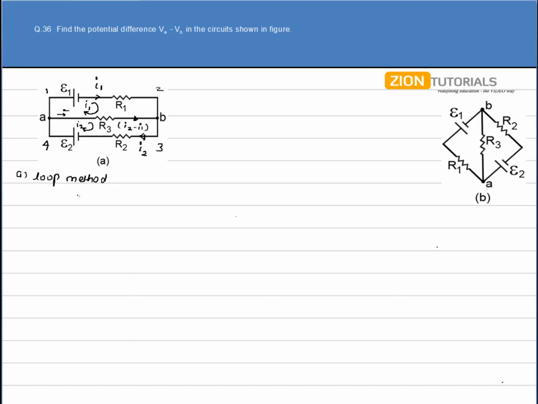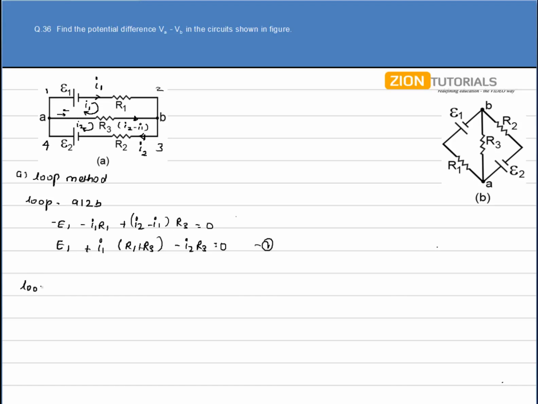So applying the Kirchhoff law in the loop A1B, we have minus E1 minus I1 R1 plus (I2 minus I1) times R3. On rearranging this equation, we get E1 plus I1 times (R1 plus R3) minus I2 R3 equals 0. This is my first equation.